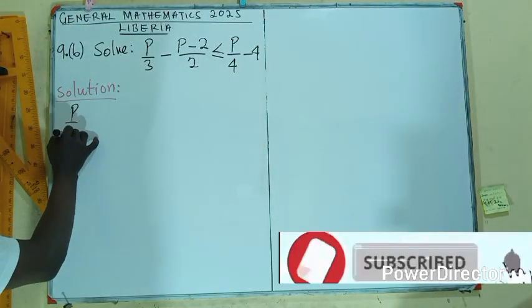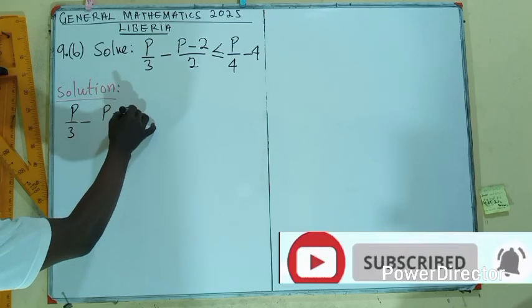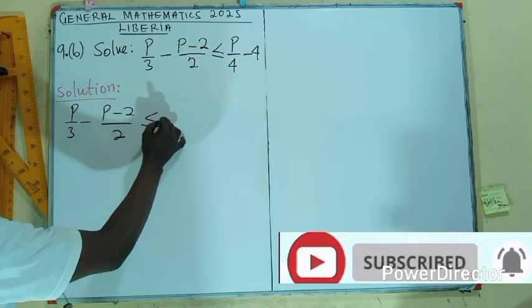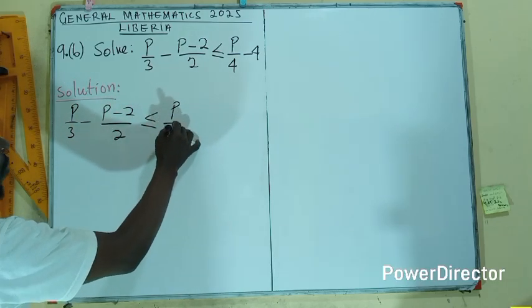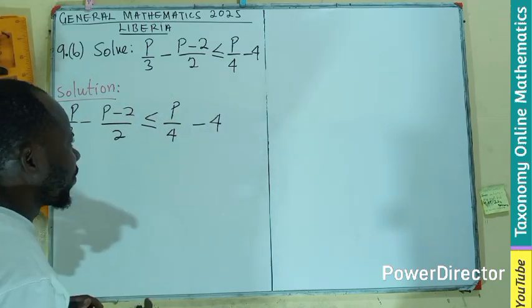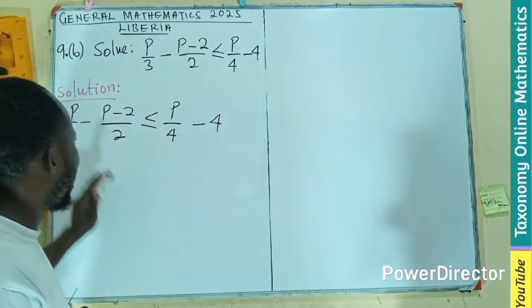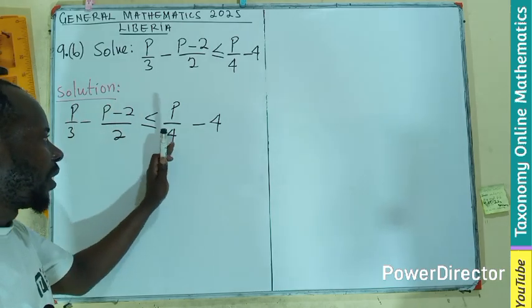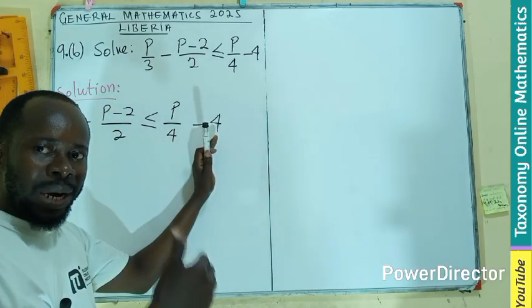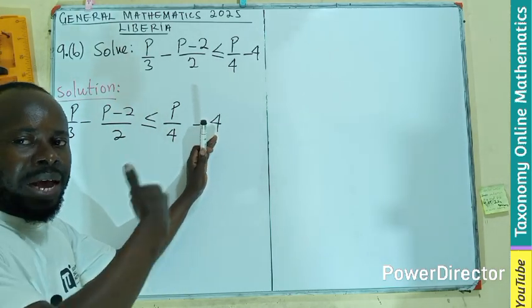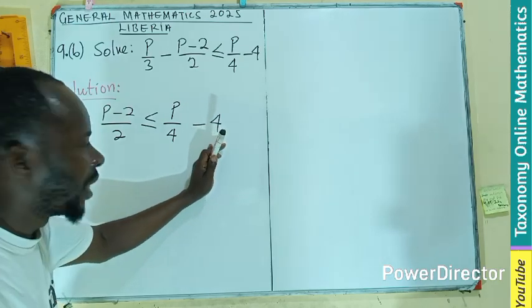We have p on 3 minus (p minus 2) on 2 less than or equal to p on 4 minus 4. First, we need to identify the number of terms that are present here. We have term 1, term 2, term 3, term 4. Then we find the LCM of the denominators and multiply all the 4 places by the LCM.